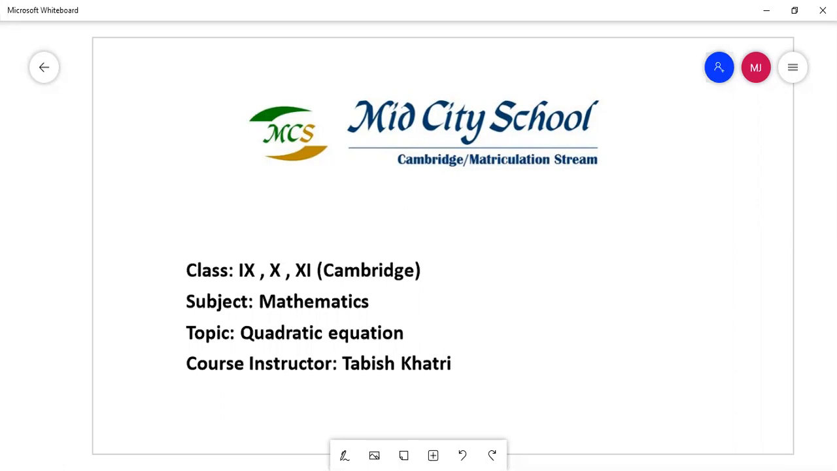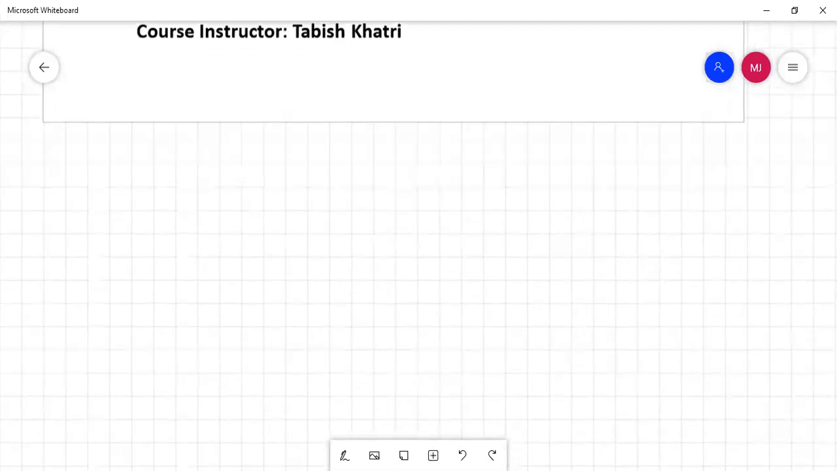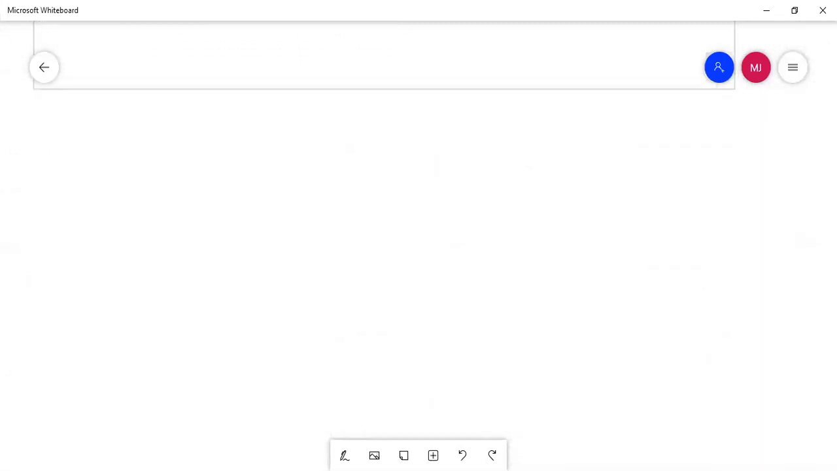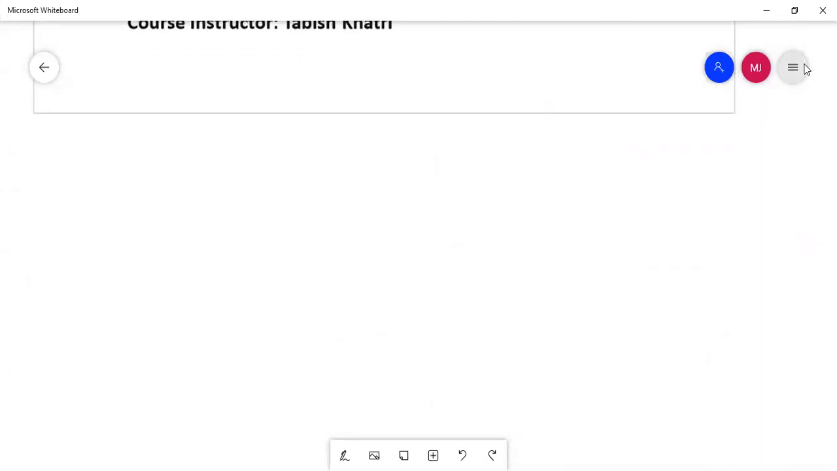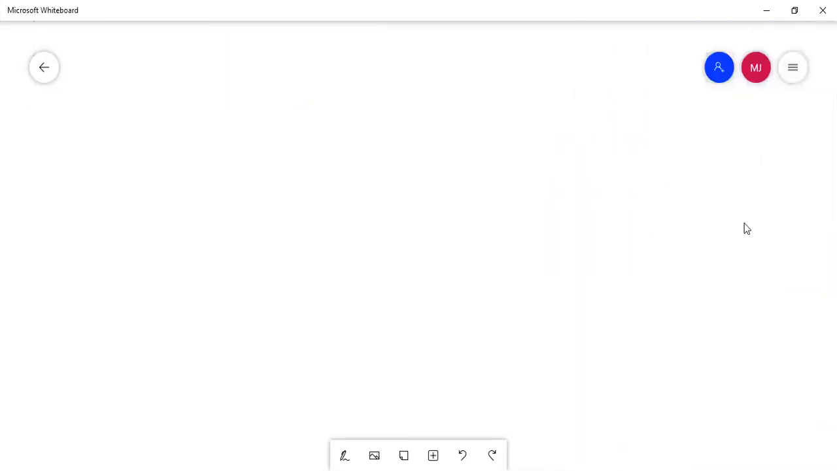Okay, today we are going to start our new topic and that is quadratic equation. We will start with what quadratic equation actually is and we will then move forward. Okay, let's just start with its definition.